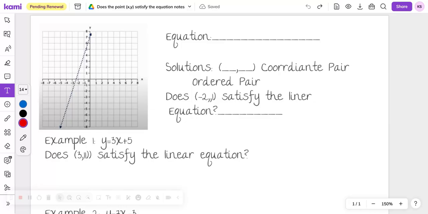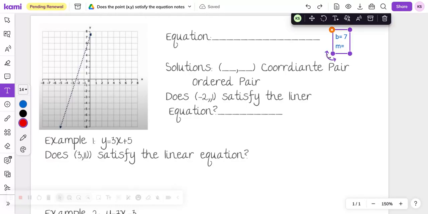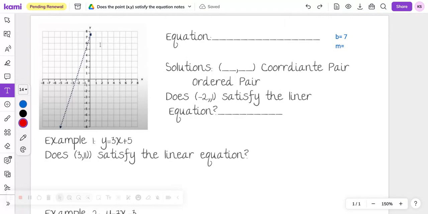So the first thing that we are going to do is find the equation of the line that is graphed on our notes here. So we're going to have to see what our y-intercept and what our slope is. If we look here, we can see that our y-intercept is at 7, okay? That tells us we know our b value, okay?